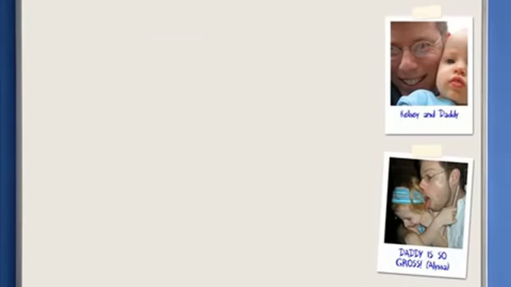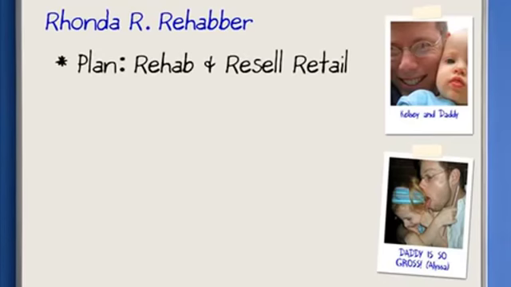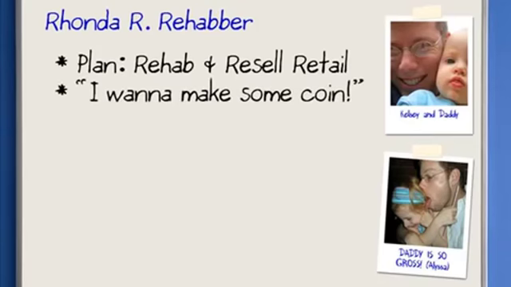Before long, he's got a couple of interested investors drooling over this thing, and he quickly settles on quick flipping this thing to Rhonda R. Rehabber. Now Rhonda's plan is to buy this little junker, rehab the heck out of it, and just turn it into a little gem, sell it to a retail buyer within 6 months or so for $100,000. So she wants to make a decent chunk of change on this thing, and she likes the rehabbing game.